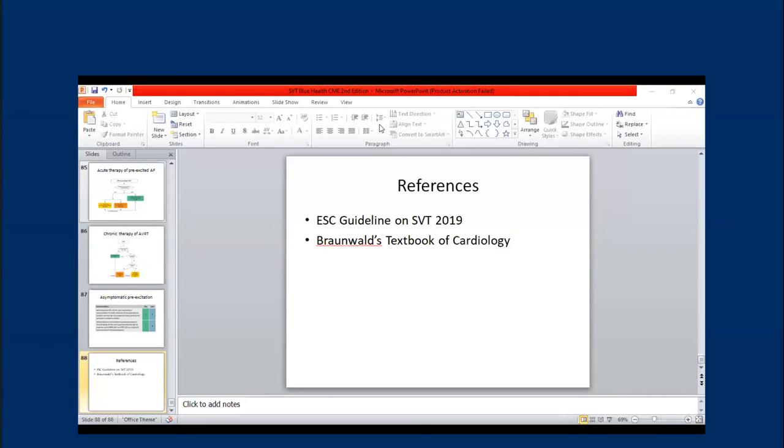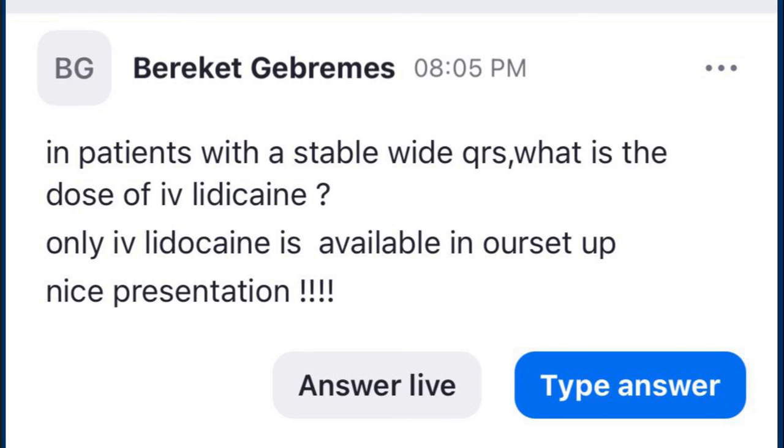IV metoprolol can be available in some of the setups. IV esmolol is also an option, but it's not available in many of our setups. Depending on the half-life of the drugs, if the patient is not responding to these drugs, then we can proceed with cardioversion. IV lidocaine dosing is usually weight-based, with initial bolus doses. If the patient responds to it, we can proceed with IV infusion, because the dose is typically weight-based.